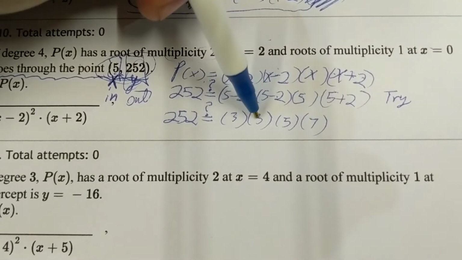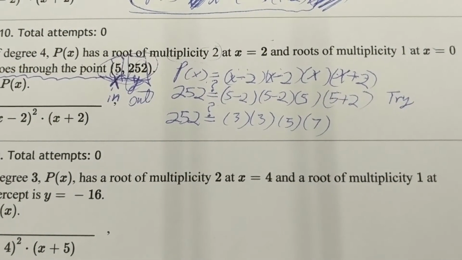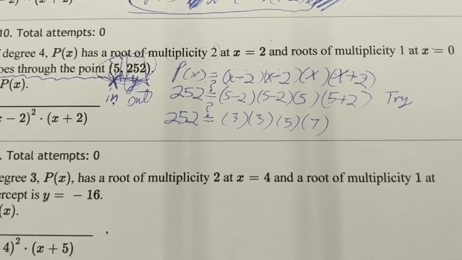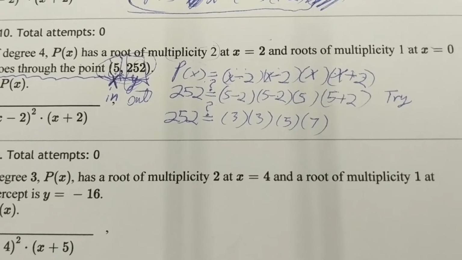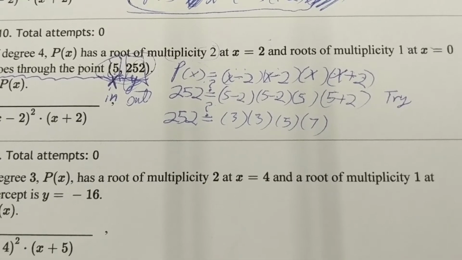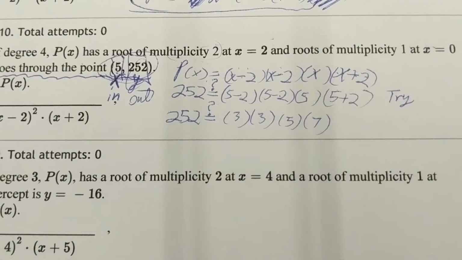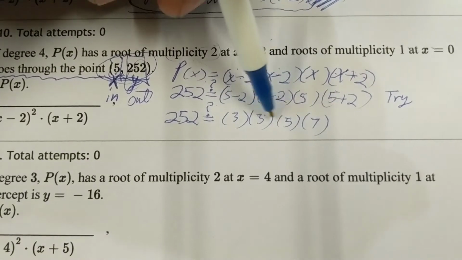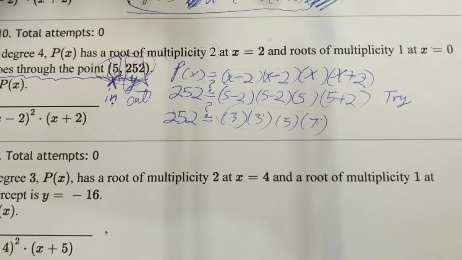Let's see here. This is 3 times 3 is 9. 9 times 5 is 45. 45 times 7. Let me think about that one for a second. 40 times 7 is 280. And then 5 times 7 is 35, so then that's going to be 315, I guess, which is unfortunate because that means this is a no. This 3 times 3 times 5 times 7, that makes 315, not 252, and so we got to somehow figure this out.